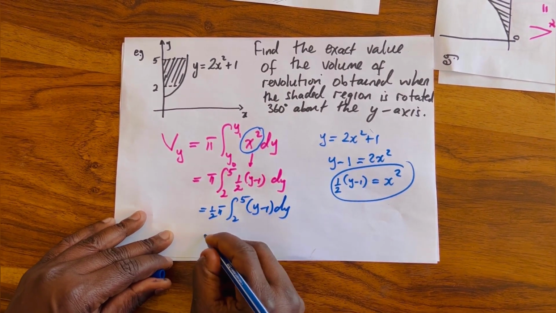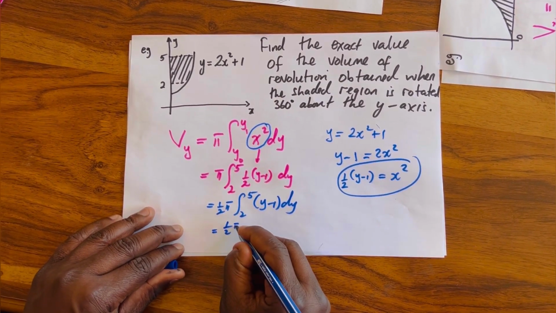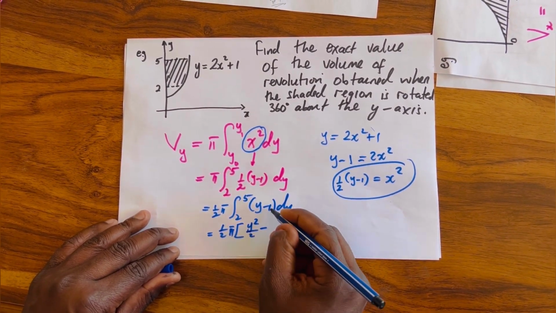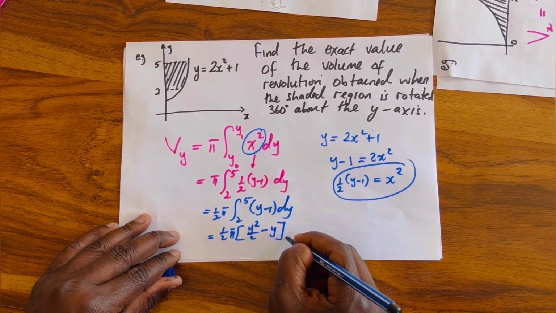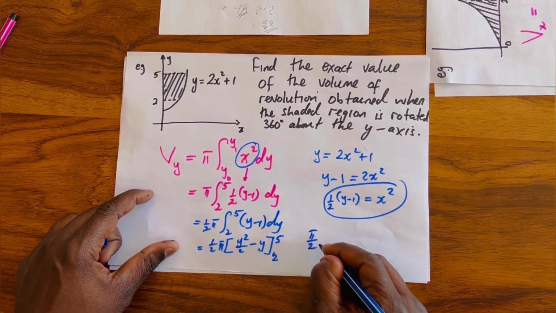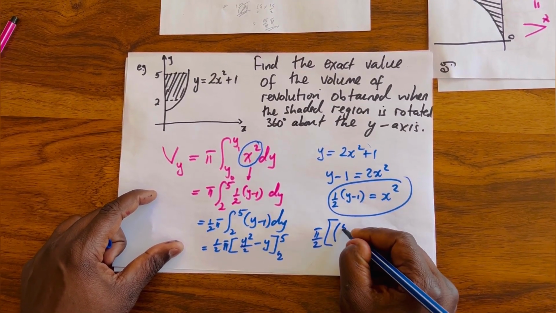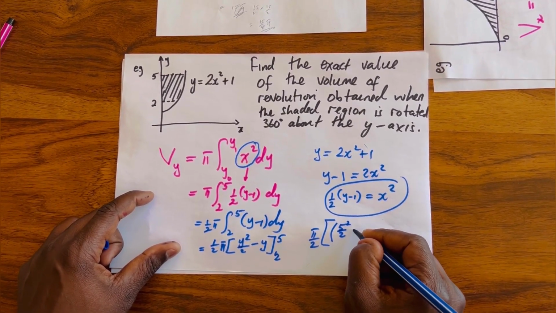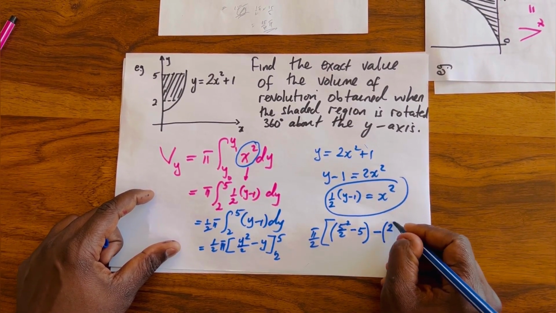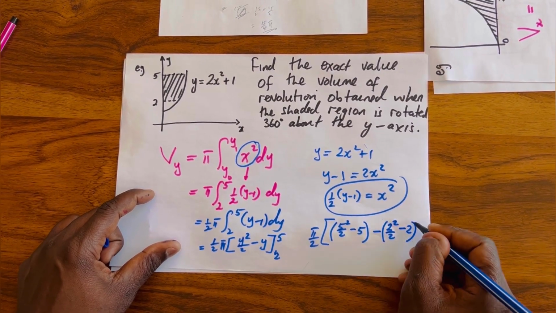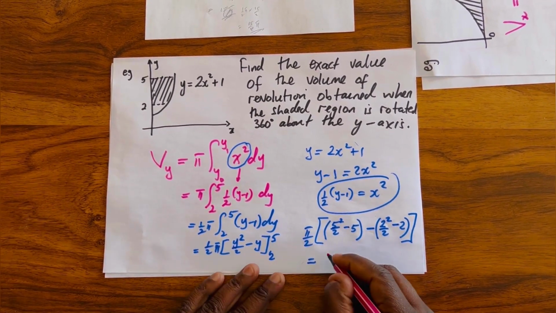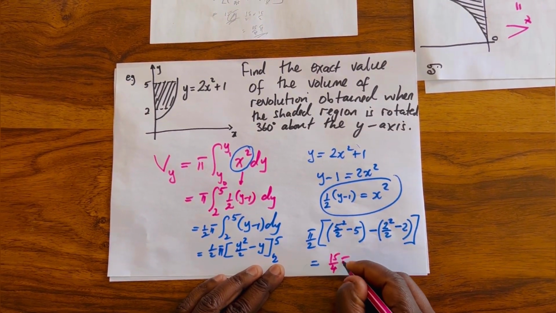Right. So this is half pi. And if I integrate y, I get y squared over 2. If I integrate 1, I get y. And then my limits 2 to 5. Remember, so this is pi over 2. Remember, we do upper limit. So this is 5 squared over 2 minus 5. We subtract the lower limit, 2 squared over 2 minus 2. And again, if you simplify this on your calculator, you get 15 over 4 pi.